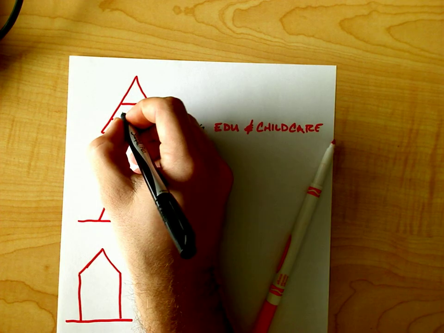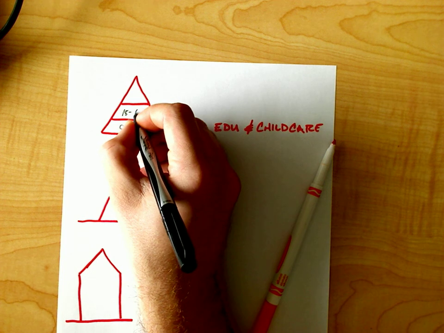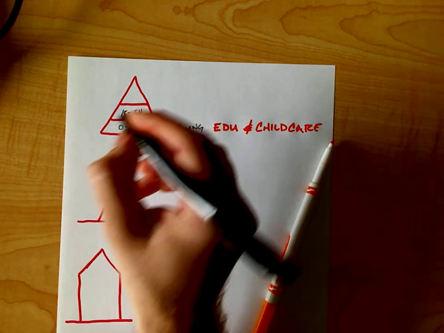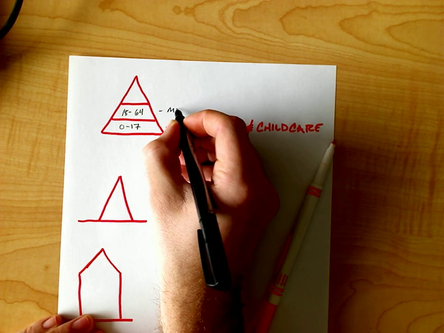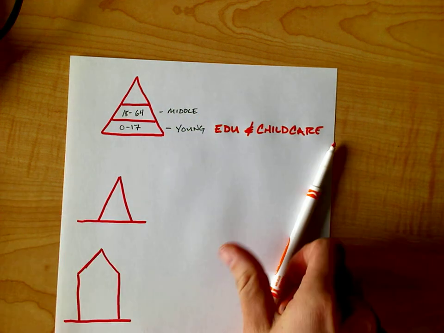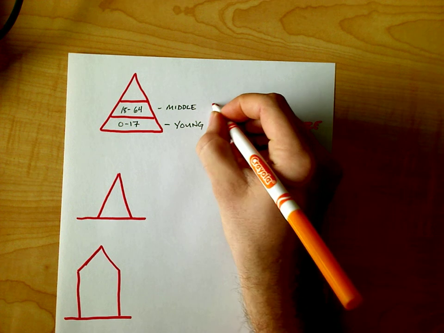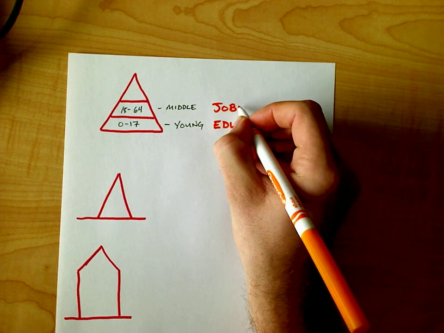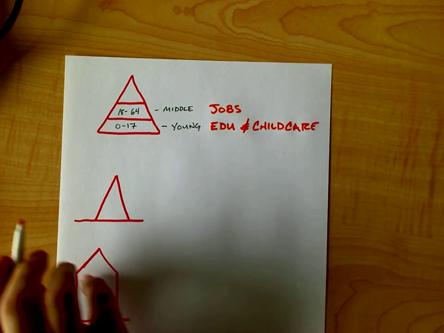Next to that, we've got the 18-year-olds through the 64-year-olds. And when they turn 18, they're kind of middle, right in the middle. And these guys, these are the ones that are doing all the work. So what we need more than anything is jobs and how to get them.